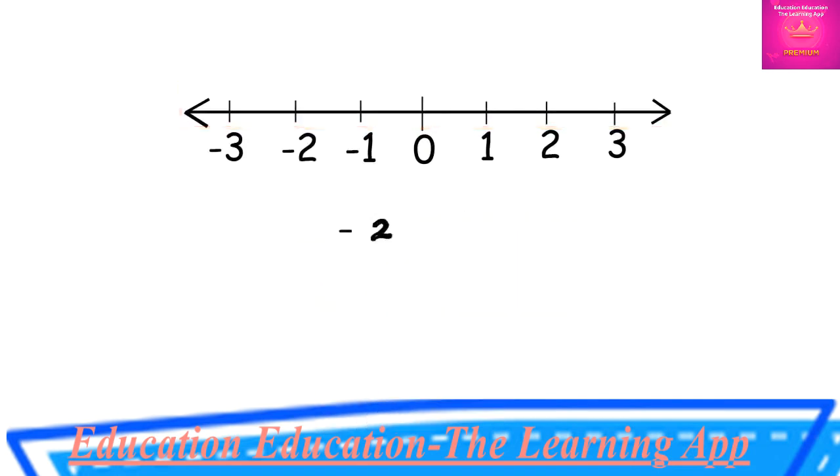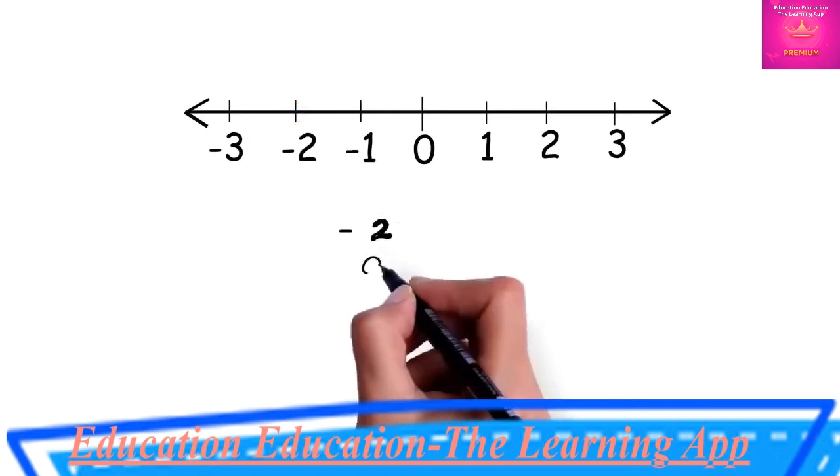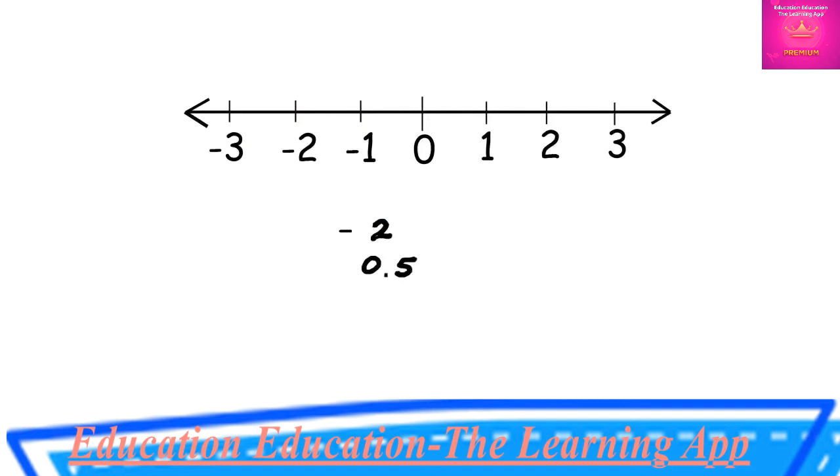Say -2. Yes, it can be plotted on the number line. It's this point. So -2 is a real number. What about 0.5? Even though it's not an integer, it can be plotted on the number line. It will be somewhere here.